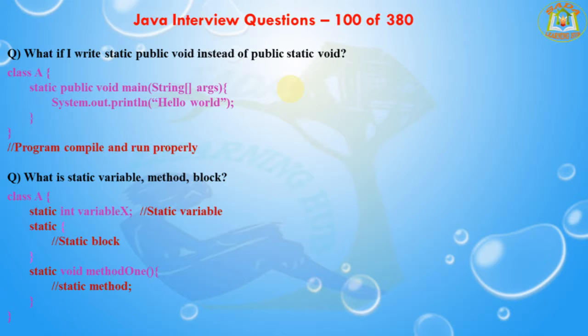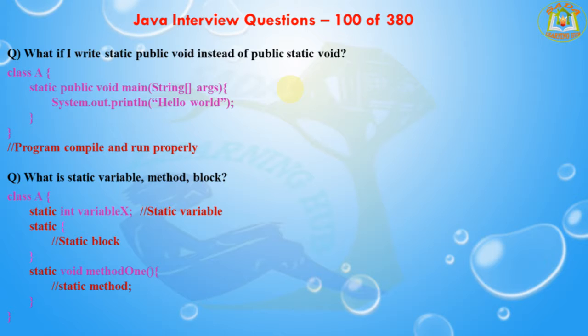What about the static method? A static method belongs to the class rather than the object of that class. A static method can be invoked without the need for creating an instance of a class. Static methods can access static data members and can change the values of it.